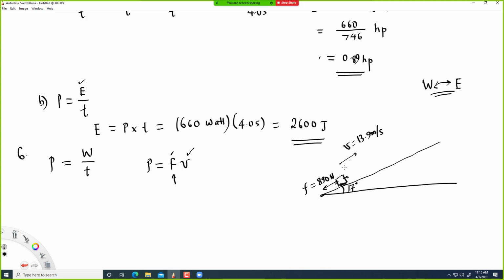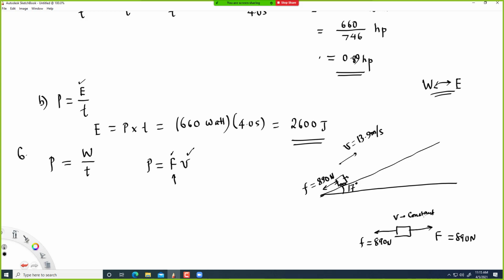So this is moving at constant speed. When an object is moving at constant speed, the force in this direction would be the same as the force in this direction. Okay, that's for constant speed. So that means in order to move at constant speed, if the friction and the drag is 890 Newton, the car will need to exert the same force in the forward direction. Okay? So this is in dynamic equilibrium.